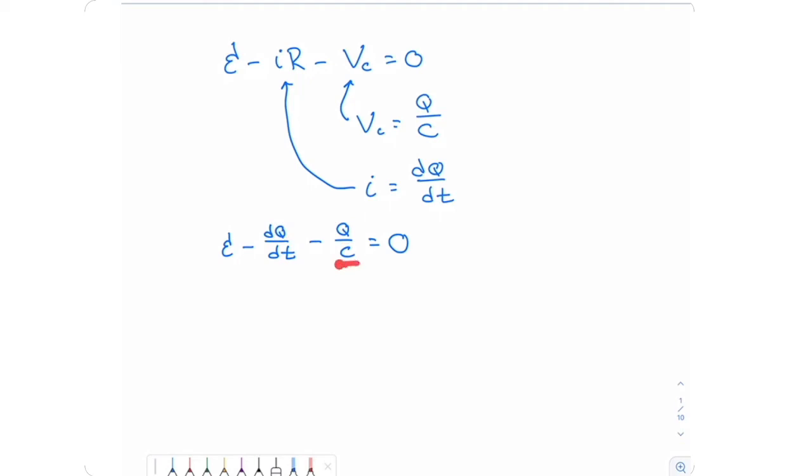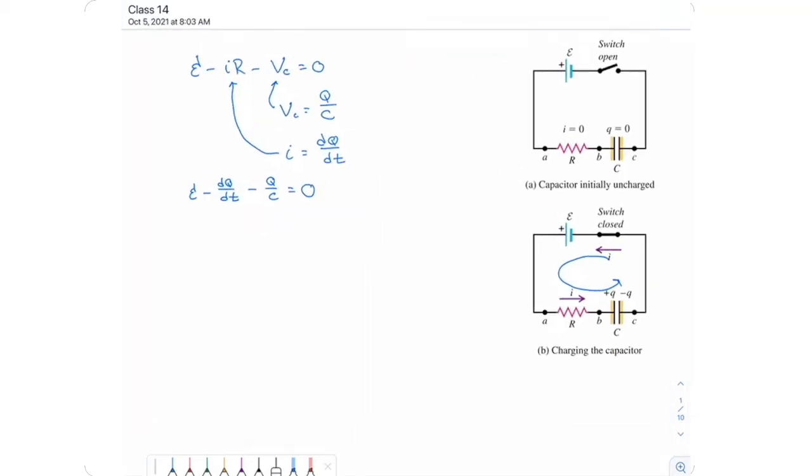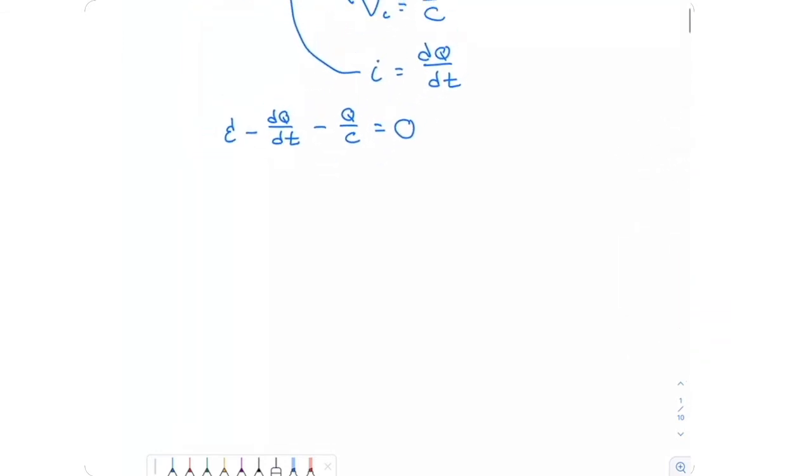C is the capacitance. That's something that we could measure or know ahead of time. E is the voltage supplied to the circuit, so that's a constant. And t is the time since we started to charge the capacitor, since we closed the switch.